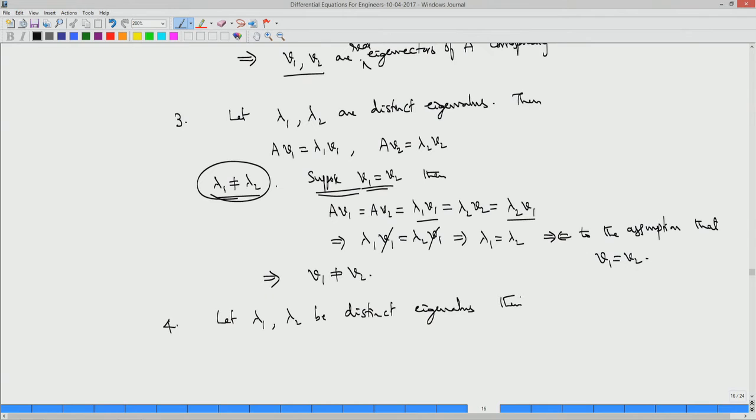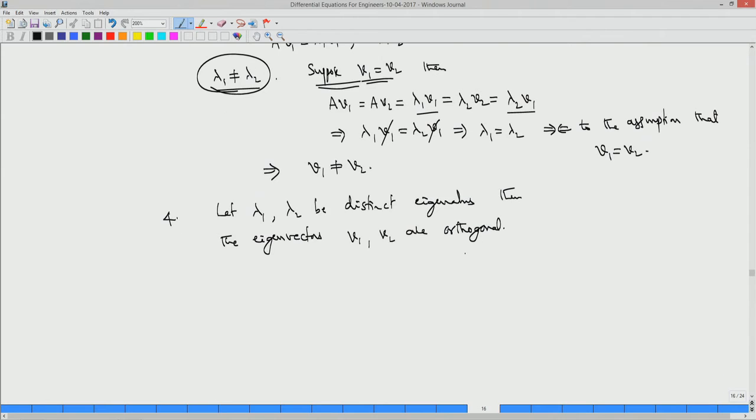Then the eigenvectors V1 and V2 are orthogonal. That means the dot product should be 0. So, how do I show this?